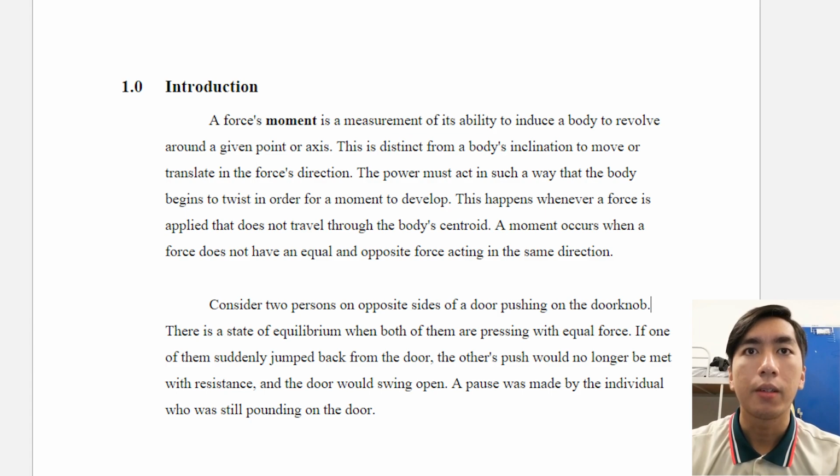Consider two persons on opposite sides of a door pushing on the doorknob. There is a state of equilibrium when both of them are pushing with equal force. If one of them suddenly jumped back from the door, the other's push would no longer be met with resistance, and the door would swing open. The individual who was still pushing on the door would pause.